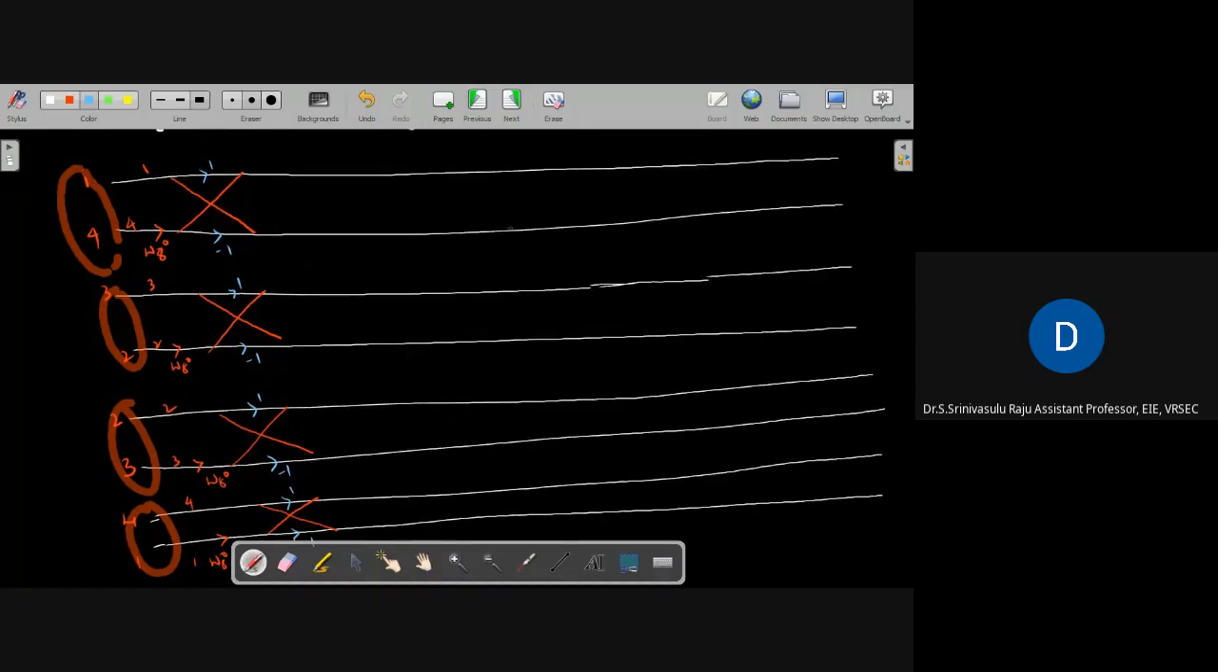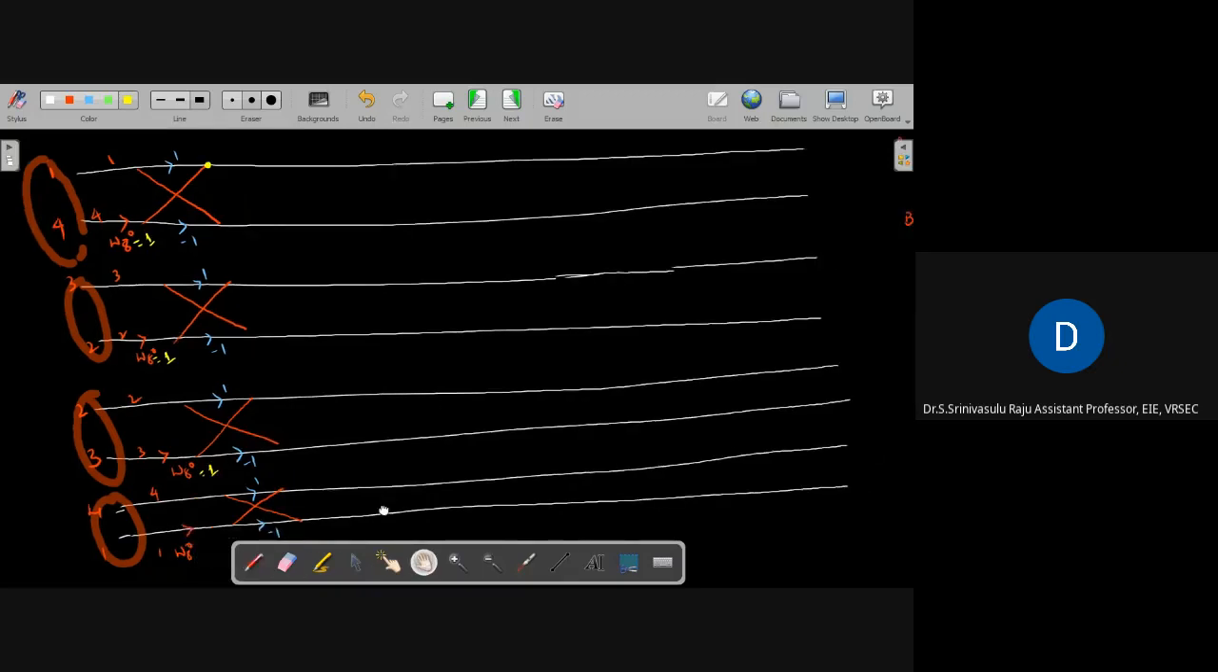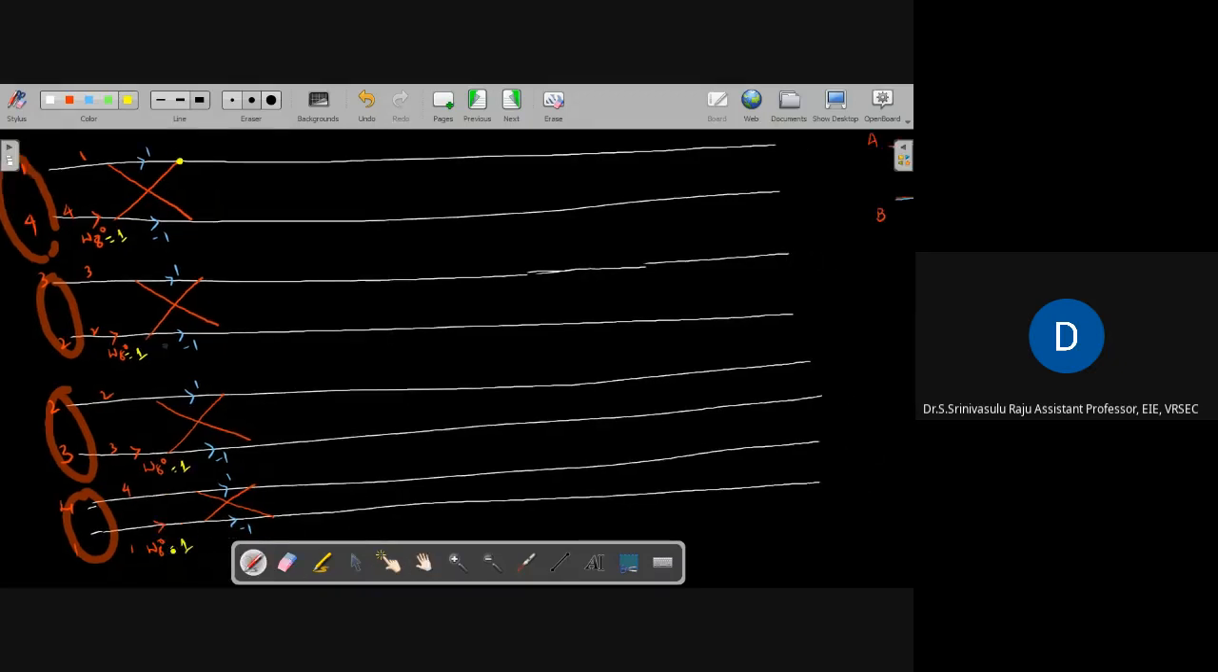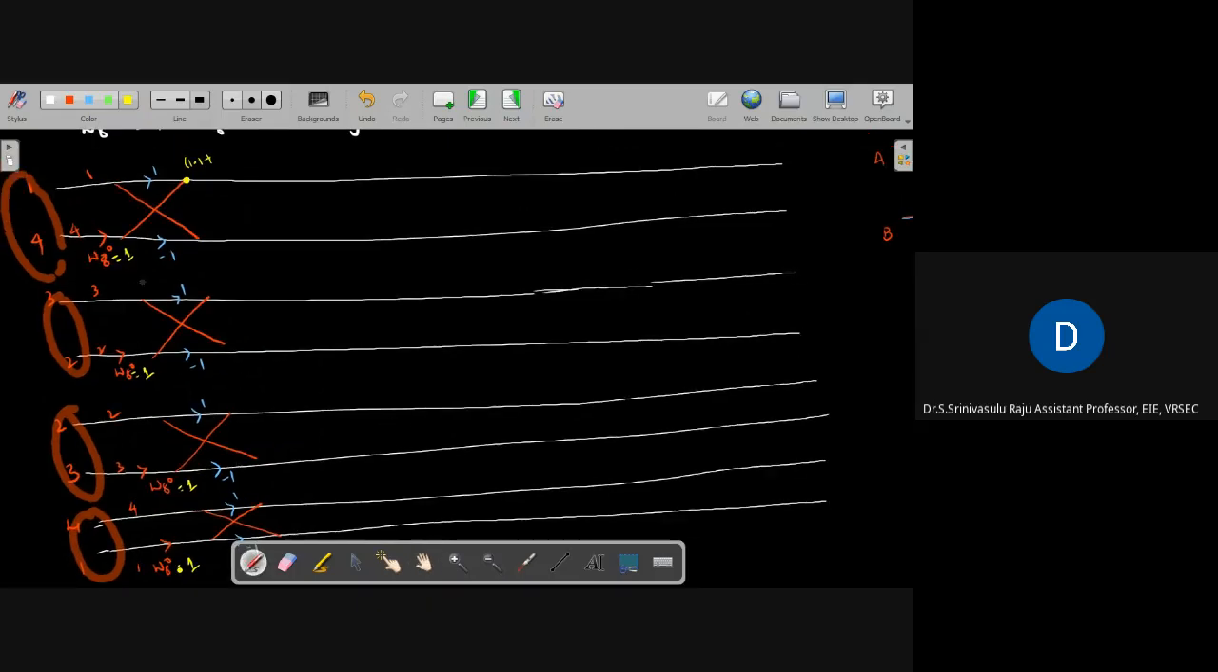Now, according to the butterfly, you found the value. You see, 1. I want this point. 1 into 4. We know W80 is equal to 1. We know this value, W80 value. All the values will be equal to 1. W80 is equal to 1. Now, 1 into 1 plus 4 into 1, which gives us the value 5.